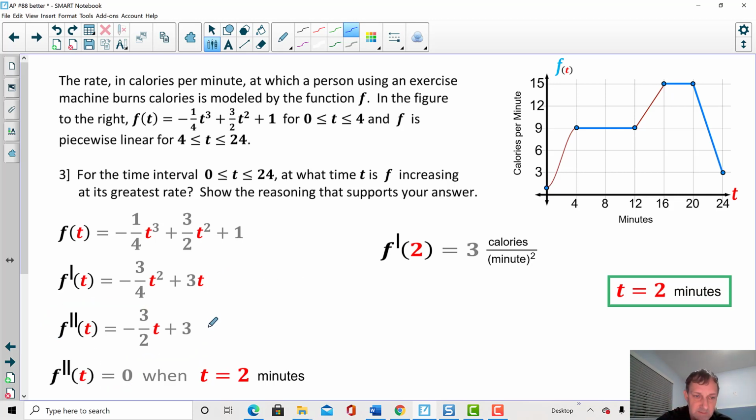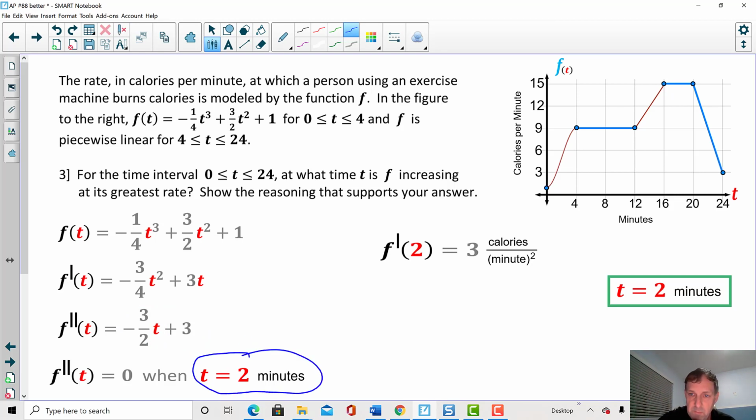So that's actually a pretty easy one. If you set this equal to 0, you're going to get 2. I think you can clearly see if you put a 2 in here, it'll cancel with a 2 on the bottom, and you'll just be left with -3 plus 3. So you can see that when you plug in a 2, you do get 0. So that's a really, really easy one.